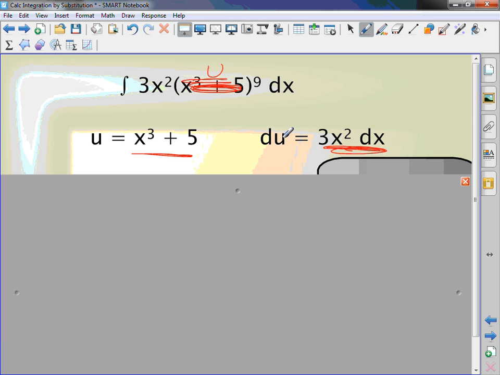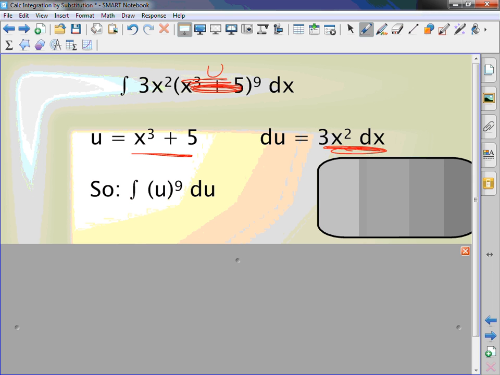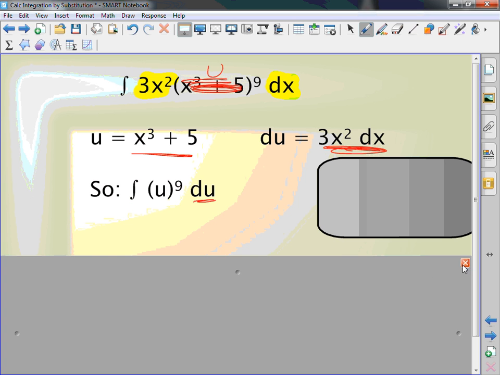What do you notice you have in the problem still? 3x squared and the dx. So you're left with u to the 9th du. du means 3x squared dx. Here's your 3x squared, here's your dx. That's why we pick what's in the parentheses. The du will get rid of what's on the outside. The 9 is coming from this right here. All right? Now I take the antiderivative.